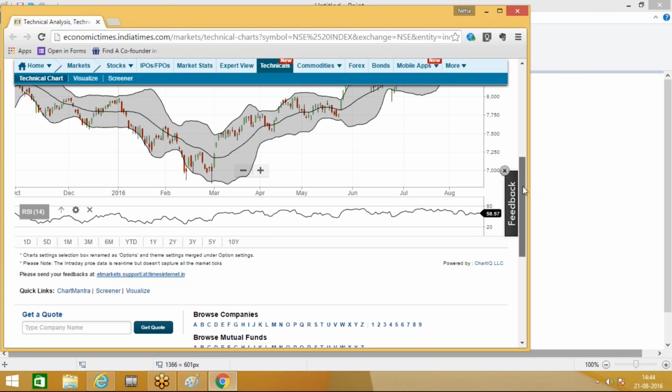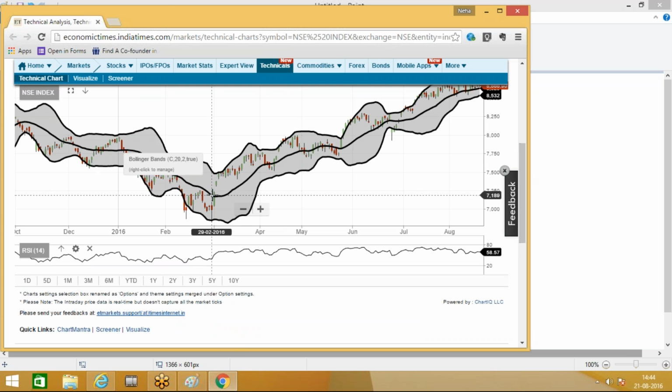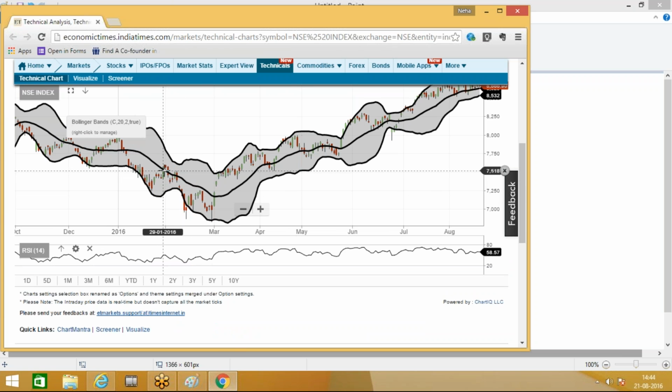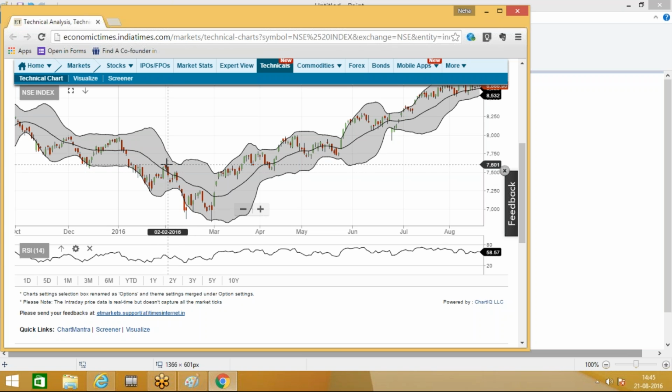To give you an example here, there was a situation where the Bollinger Band had crossed the 20-day moving average from the downside, but it did not go up. So if you had taken a trade signal simply from here, you would have gone long, and the target would not have come.